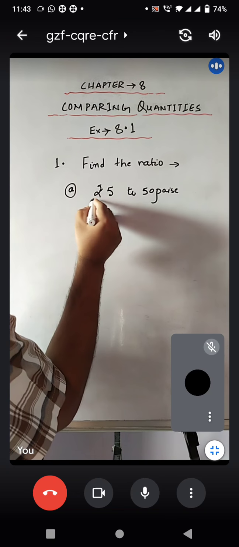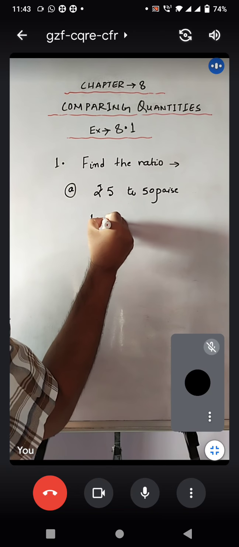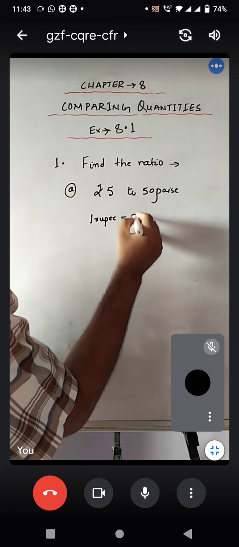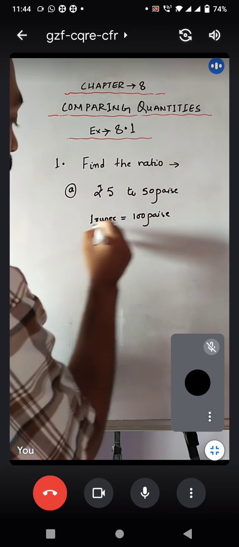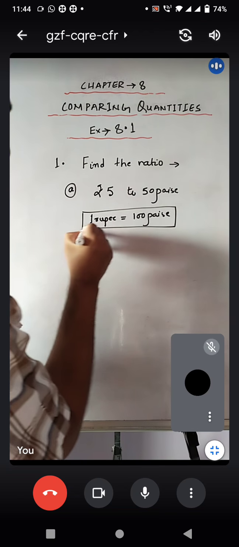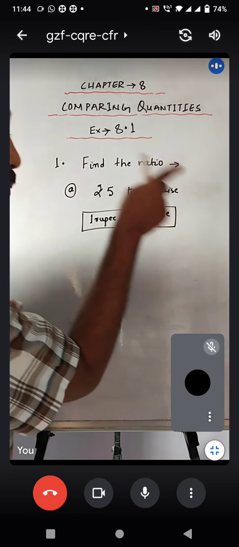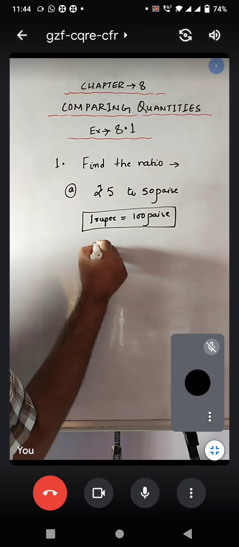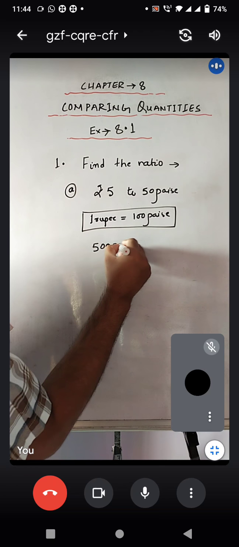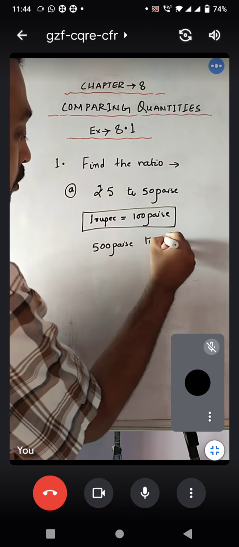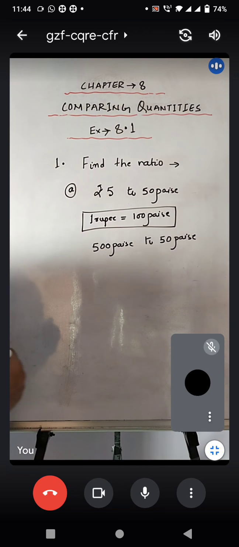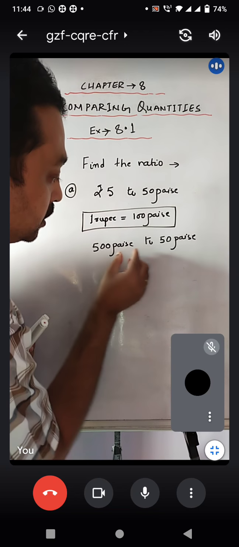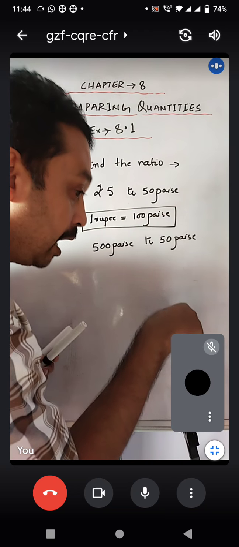We know that 1 rupee is equal to 100 paise. We have learned this in our junior classes, isn't it? So if we convert this rupees 5 to a paise form, it will look like 500 paise to 50 paise.